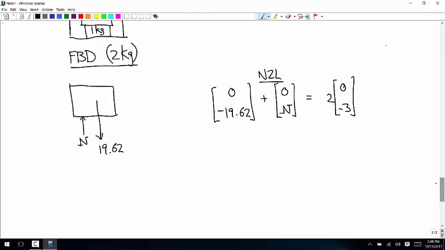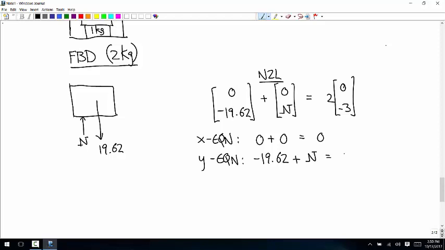Okay, so the x equation says 0 plus 0 equals 0. That's helpful. It's a good reminder. Doesn't let us solve anything though. And the y equation says negative 19.62 plus N is equal to negative 6.